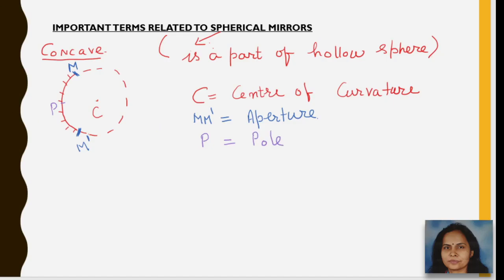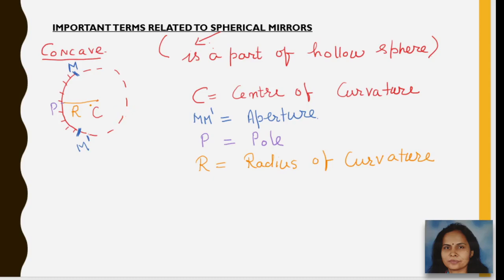Right? Next, if I join this point P and C, this P and C will give you the radius of curvature, which is represented by capital R. This is known as radius of curvature. So again, if I want to define it, radius of curvature is the radius of the hollow sphere of which the spherical mirror is a part.